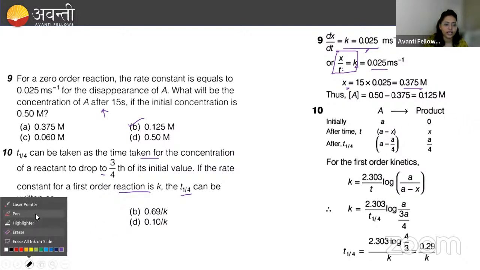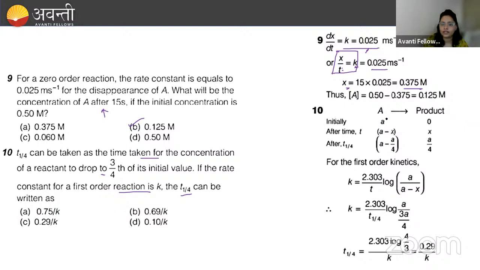Initially, A amount is there. So how much product will be there? 0. After time t, since x has been formed, how much is remaining? Remaining is A minus x. If t 1/4 time has happened and A by 4th amount of product has been formed, what will be the remaining? A minus A by 4. Right? So for the first order kinetics, we are going to put this A minus x value as A minus A by 4.